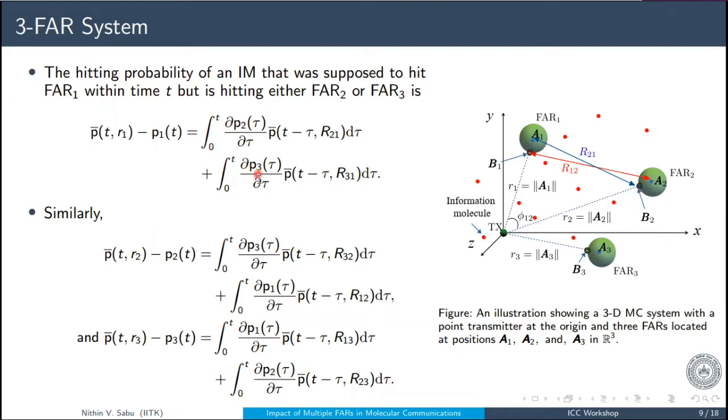Similarly, in the second term, dou P3 tau by dou tau gives the hitting probability that the molecule emitted from the transmitter hits the FIR3 at the time interval tau plus d tau, and if it is not absorbed by FIR3, it will eventually hit FIR1 in the remaining time t minus tau with a probability P bar of t minus tau, R31. Similarly, we can write the hitting probability of an ion that is supposed to hit FIR2 and FIR3.